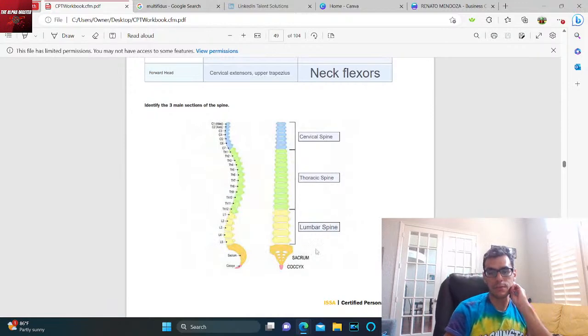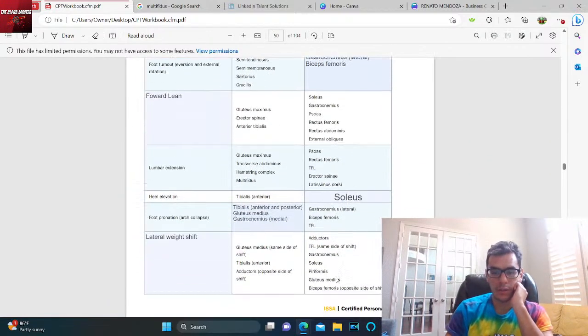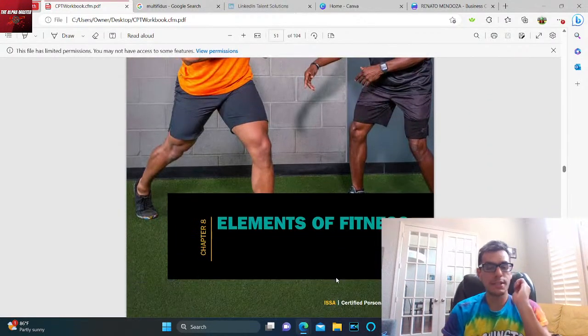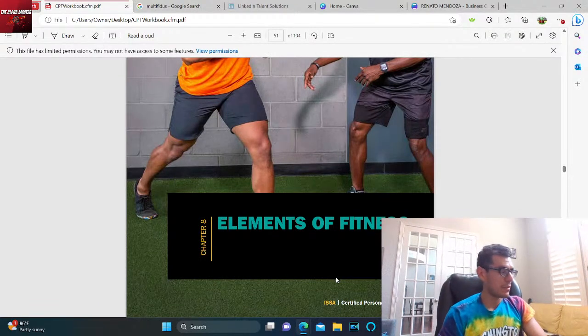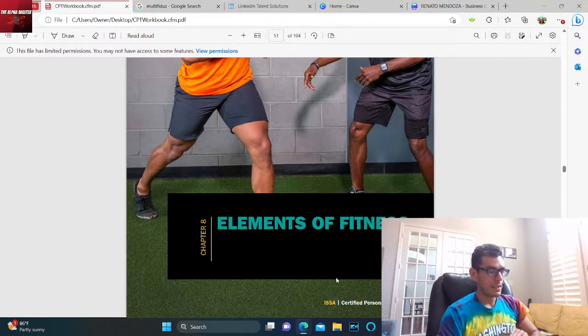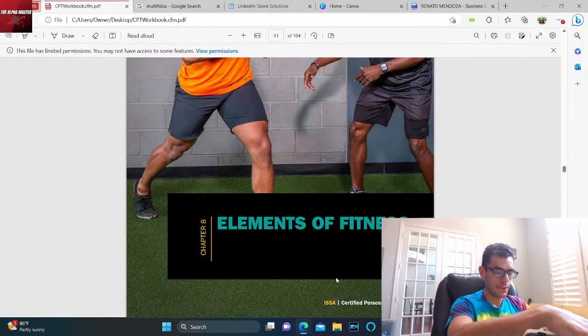Cervical spine, thoracic spine, lumbar spine, sacrum and coccyx. All right, so now we're going to go over chapter 8, elements of fitness. Elements of fitness is a chapter that is not really that long, so you have very few definitions.